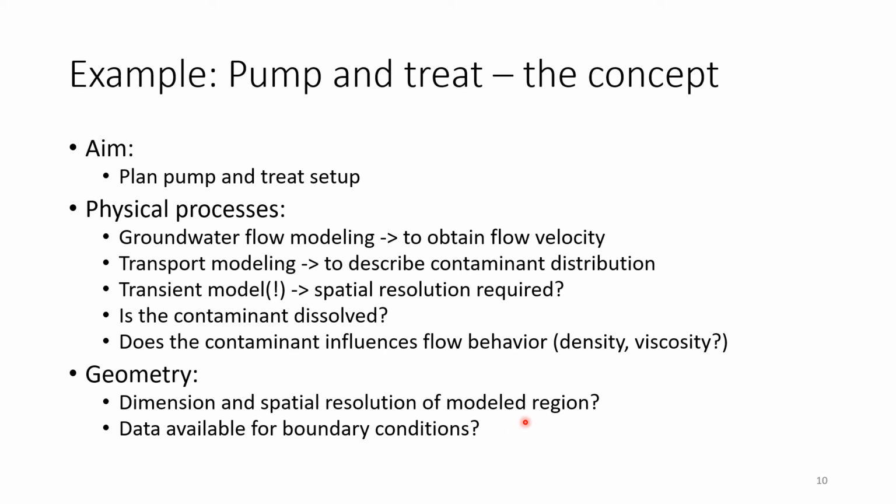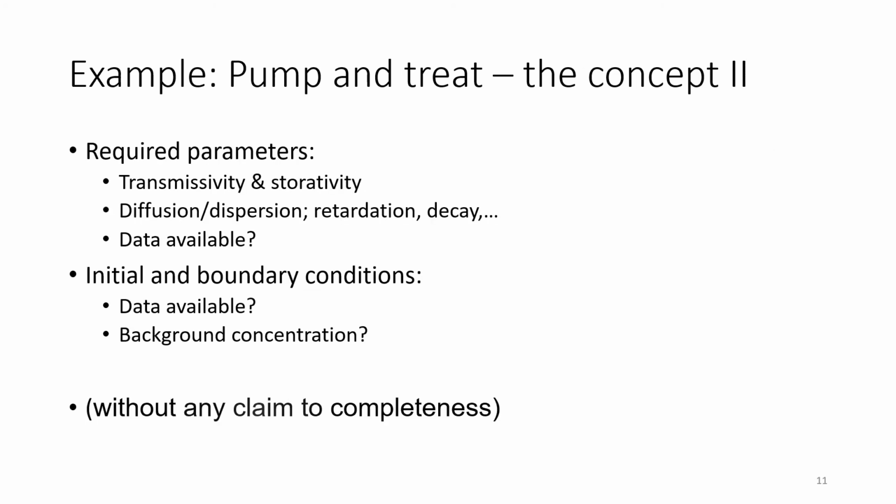So there are a couple of questions to ask yourself, and this is continuing, because once you have decided on your numerical model, you want to know, okay, what kind of parameters do I need? As I already said, we need flow and transport, so we need at least transmissivity and storativity. We need all these diffusion and dispersion coefficients. Then again, what kind of contaminant is it? Is there maybe some retardation effect? Is it decaying? Is it a biological contaminant, or are there chemical reactions going on? Do I have data for all this?